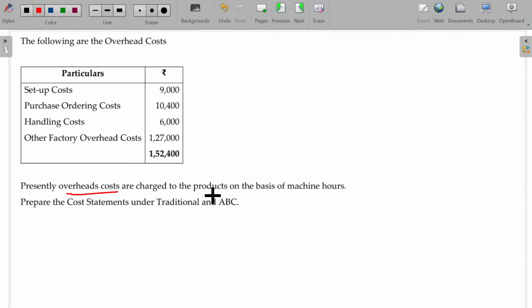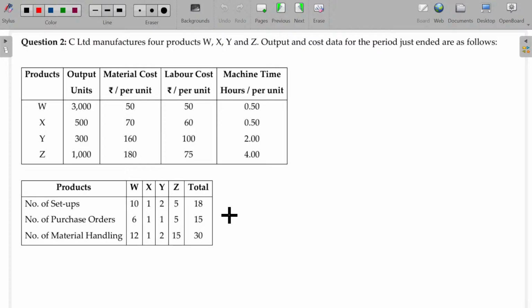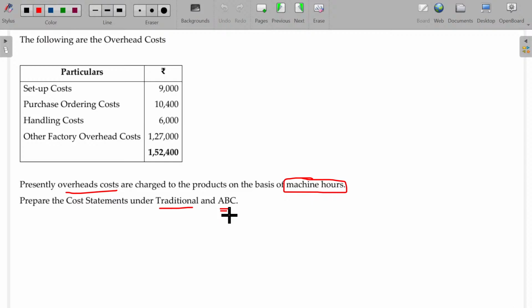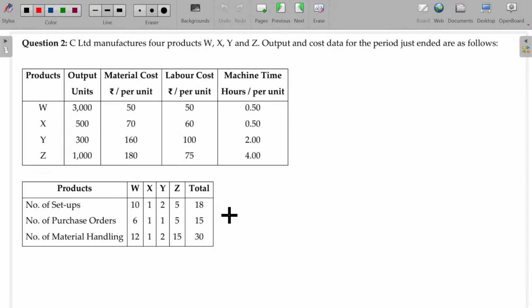Presently, overhead costs are charged to the product on the basis of machine hour. This is traditional costing. Prepare cost statements under traditional as well as ABC. In both models you have to calculate. Right. Let's start with the traditional method.